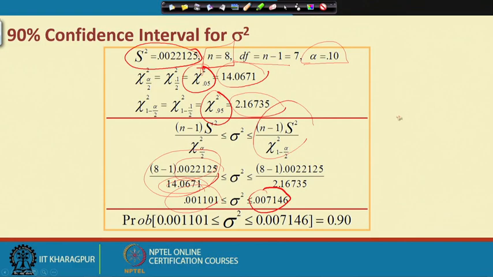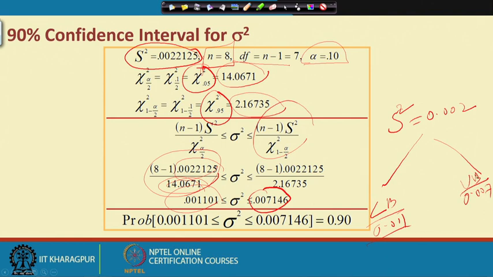So, having a sample variance of 0.0002, your lower bound for the population variance will be 0.001 and the upper bound will be 0.007. This is the prediction about the confidence interval, subject to the availability of the sample variance.